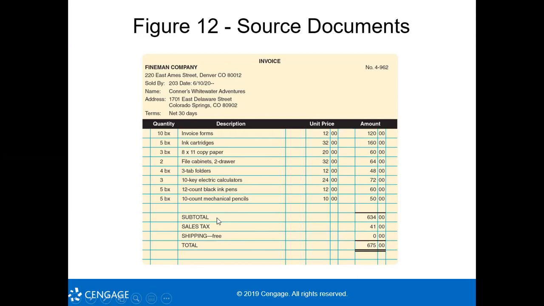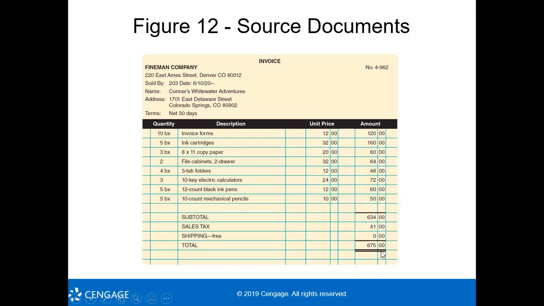So we know that to record this, and we see the amount down here, 675. So we know that when we record this transaction, and it does say terms net 30 days, that means that the entire amount of the invoice is due in 30 days. And so when we record this transaction, we've got a bottom line number here of $675 worth of supplies.